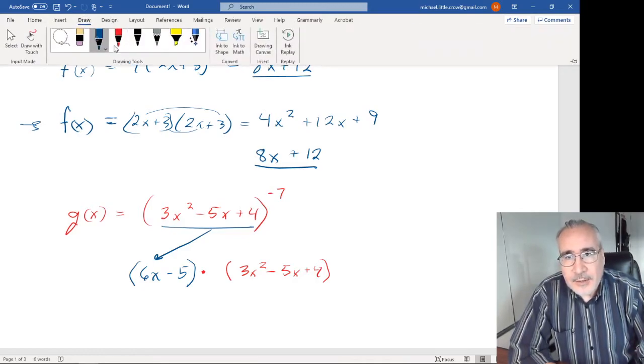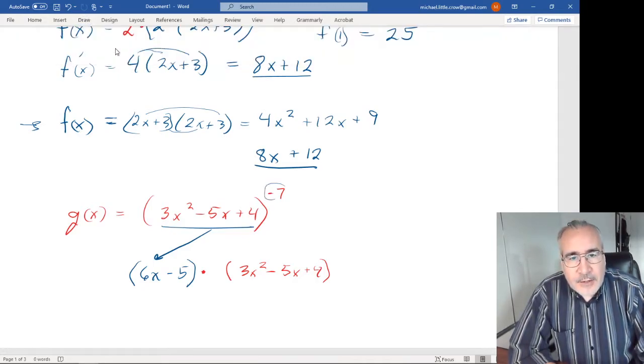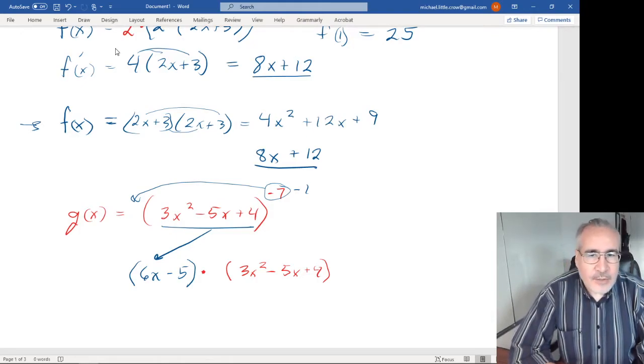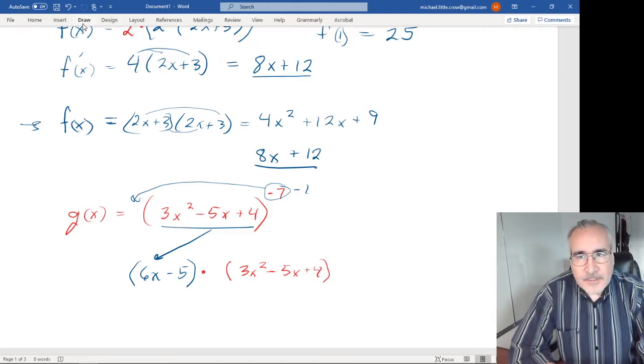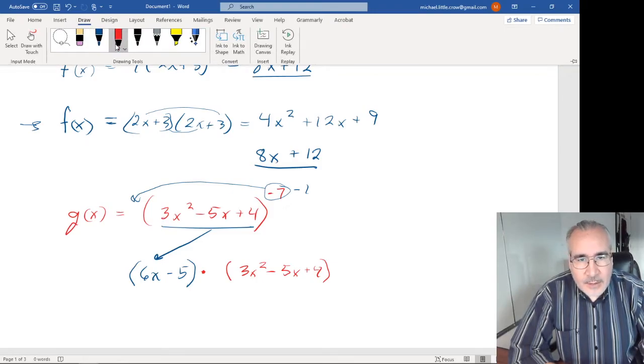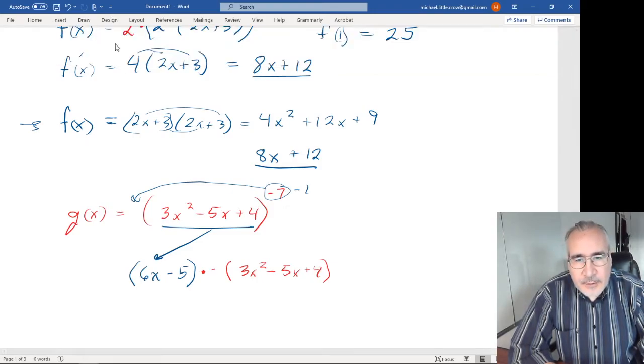Now remember, go ahead and change colors here. This exponent is going to come down in front. That's how we do an outside. And then we're going to subtract 1. Now notice, since they're both negative, it actually is going to become negative 8. Okay, so the negative 7 comes down in front.